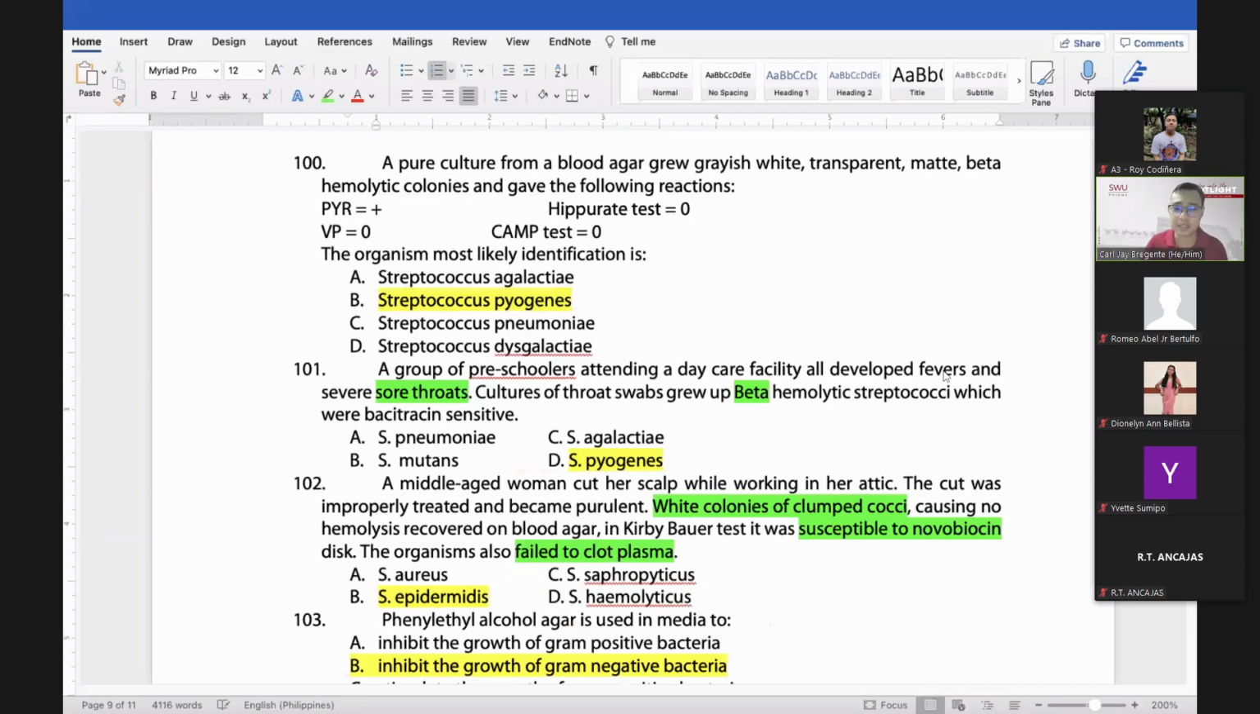So next, susceptible to novobiocin. So among the 3 remaining, only Staphylococcus epidermidis is susceptible to novobiocin. Staph saprophyticus and haemolyticus are resistant to novobiocin.